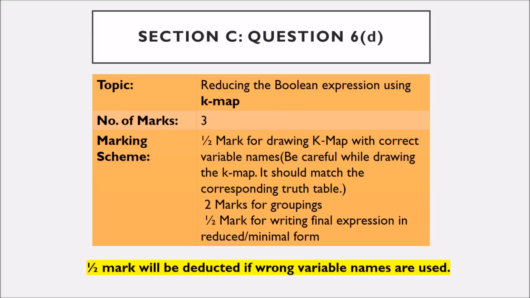Question number 6, part D, is of 3 marks and is based on reducing the Boolean expression using K-map. The marks distribution for this question will be half mark for drawing K-map with correct variable names. Be careful while drawing the K-map. It should match the corresponding truth table. Half mark for each grouping. Half mark for writing final expression in reduced or minimum form. And note that half mark will be deducted if wrong variable names are written in the expression.